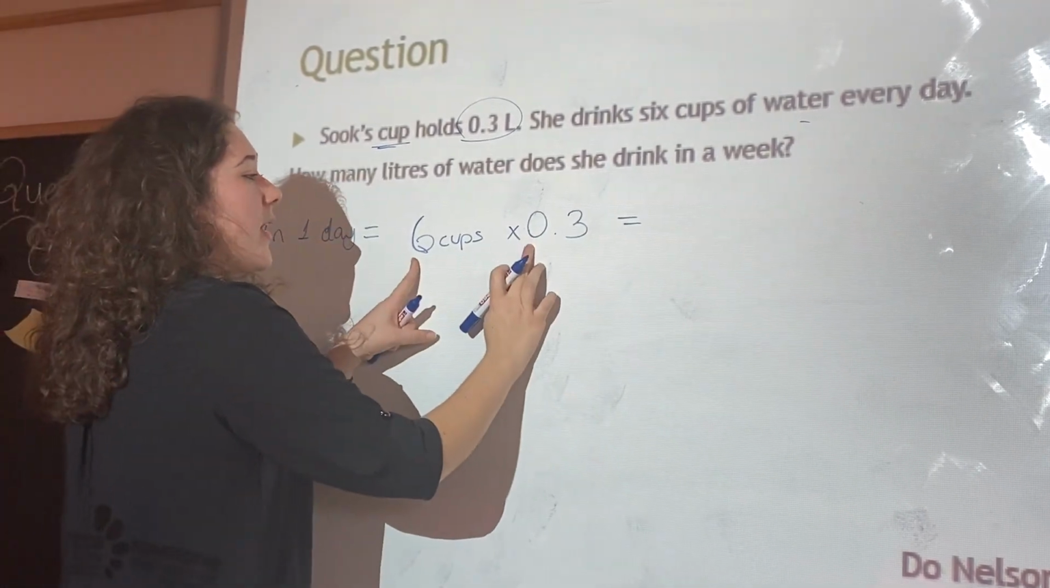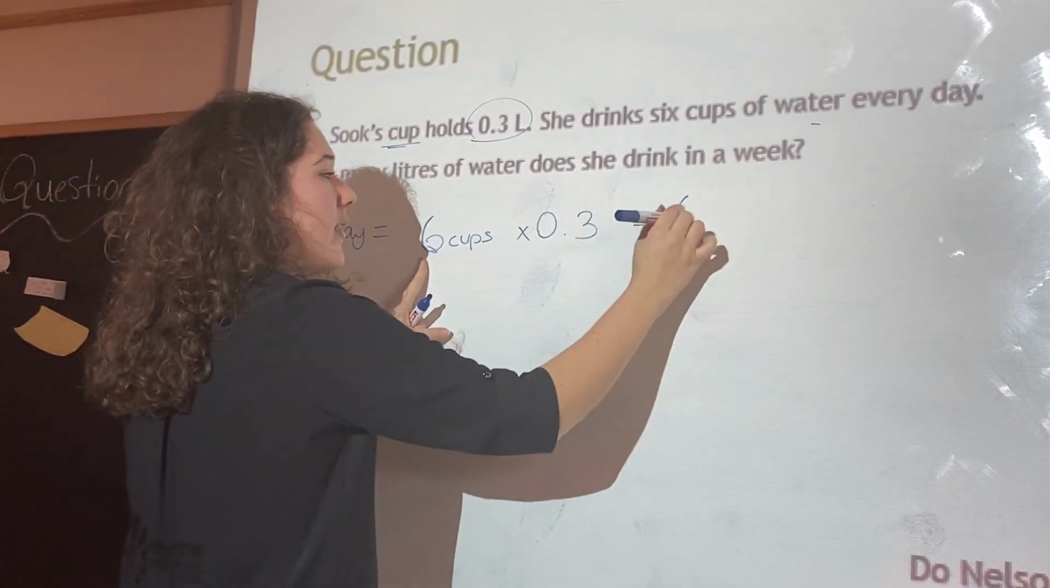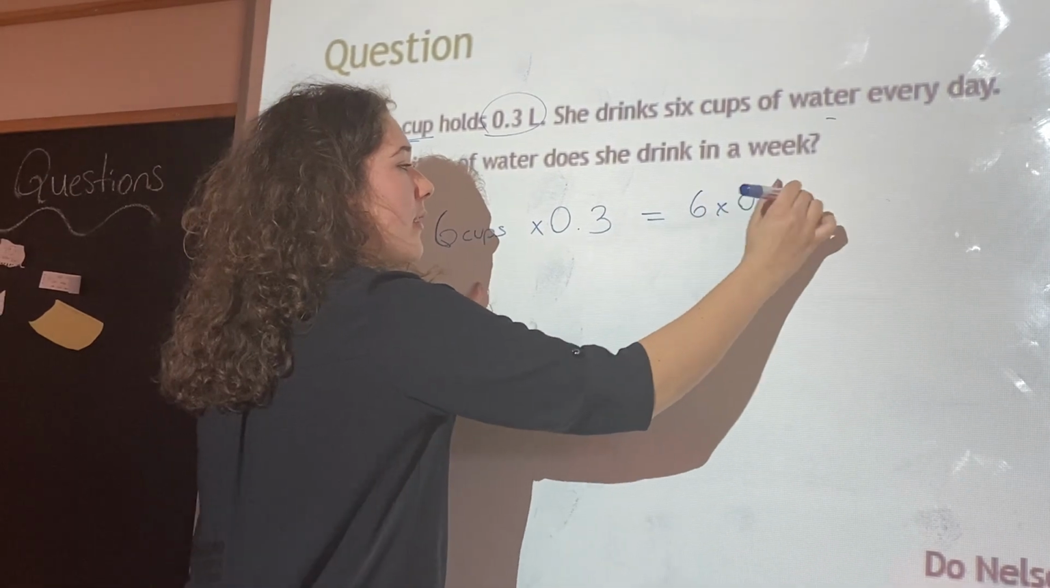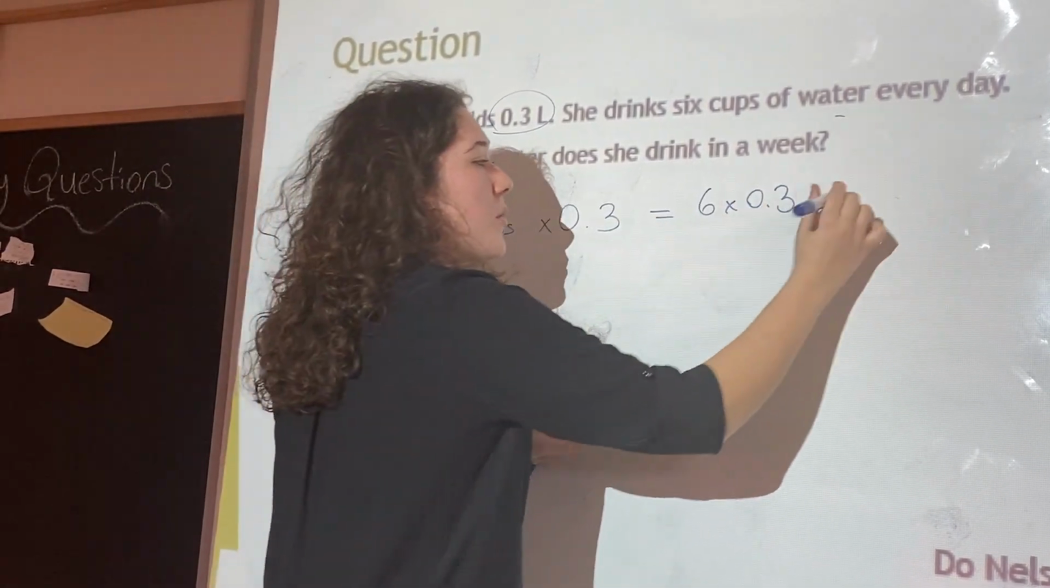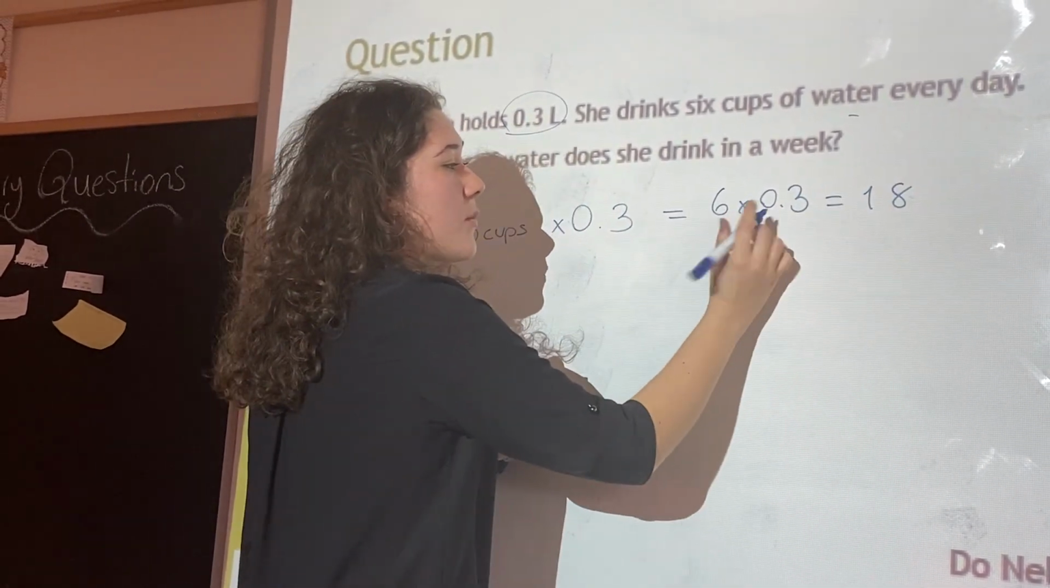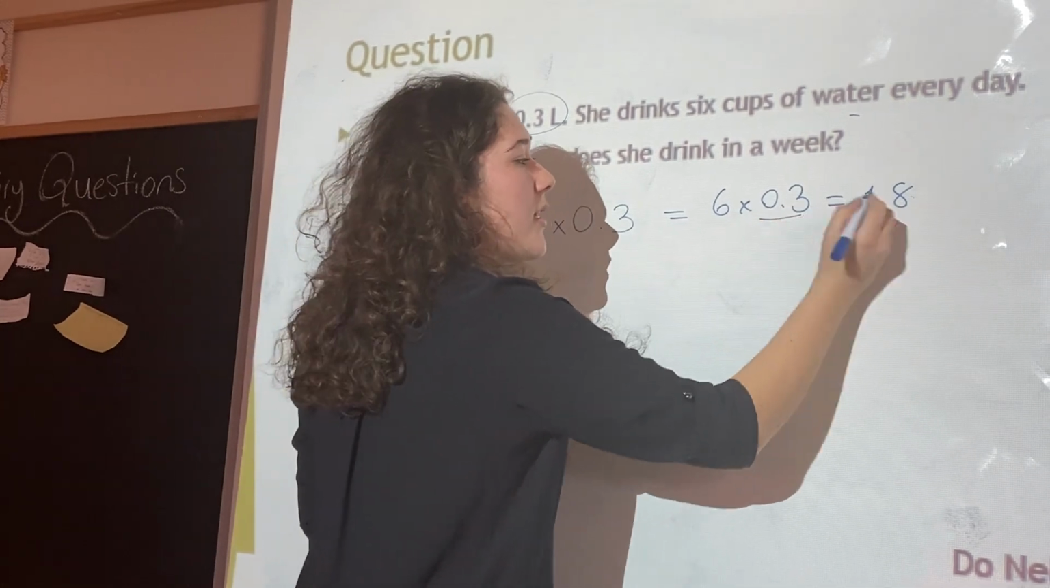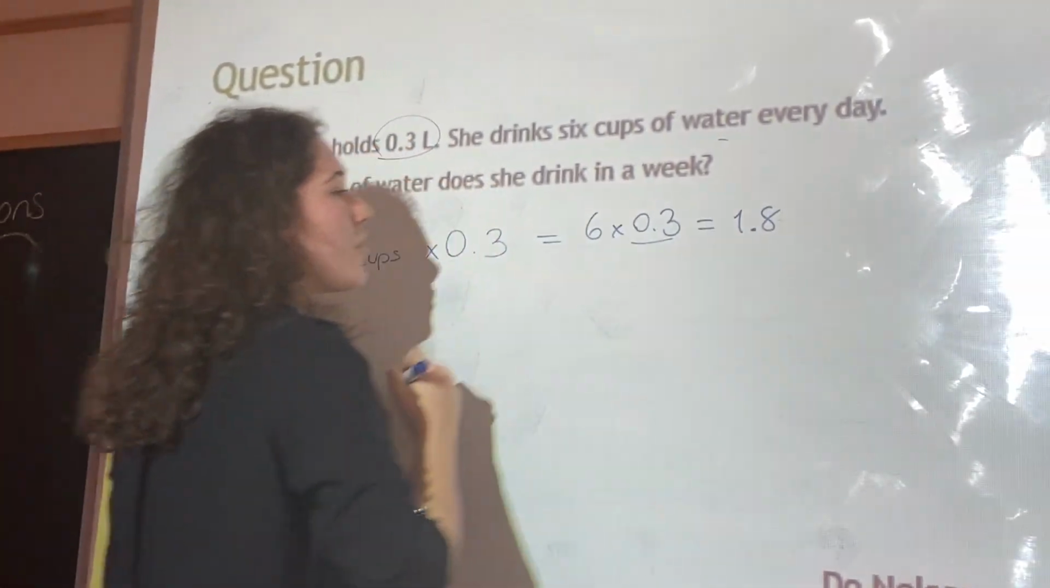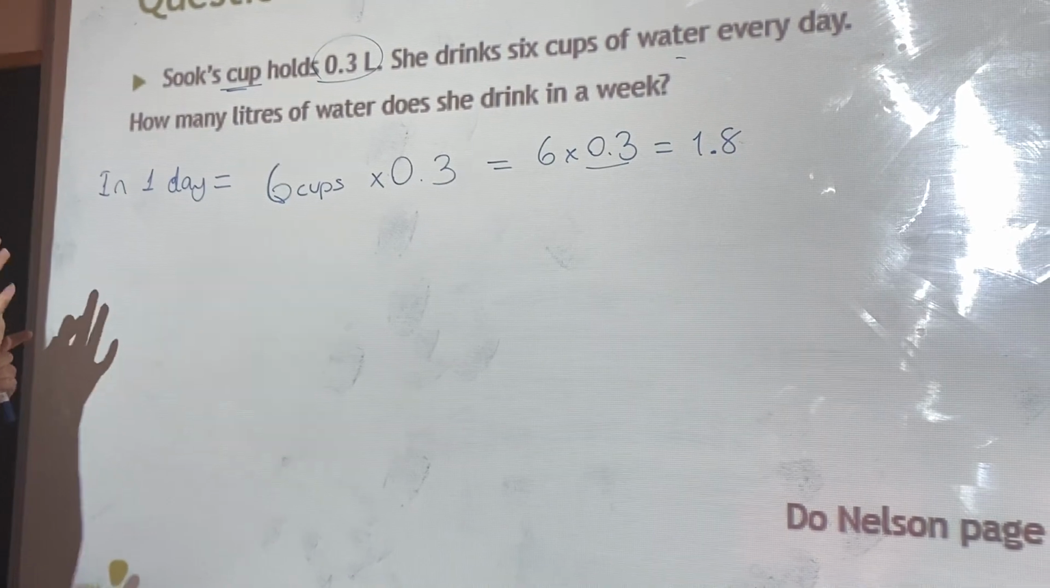So I'm gonna again pretend like we don't have any decimal points. Let's rewrite it again. 6 times 3 is 18. Here is my decimal number, decimal point. It has one digit. It needs to have again one digit. But I'm not done yet.